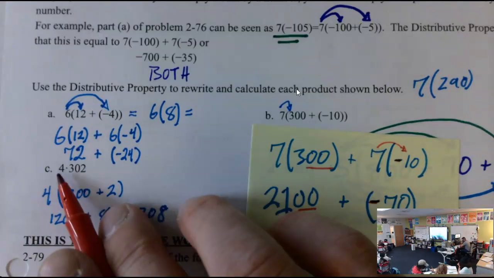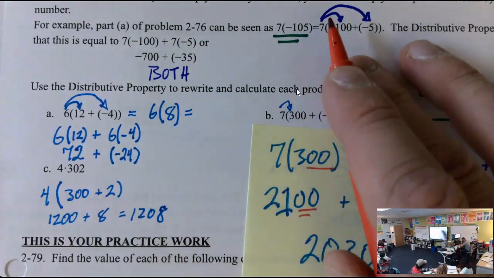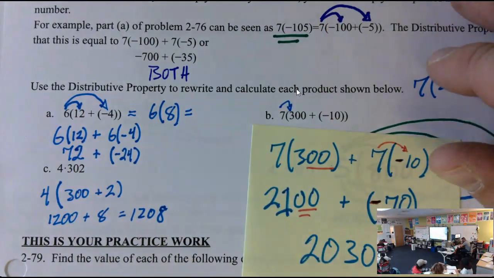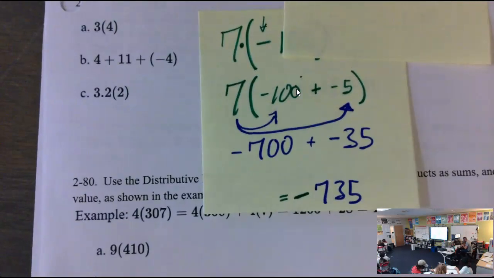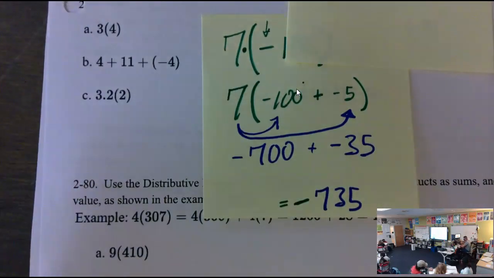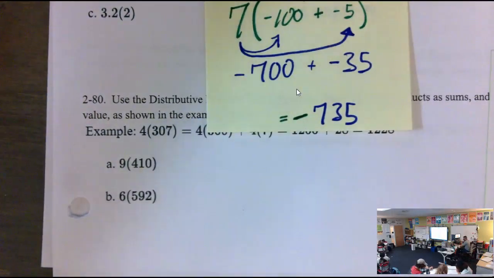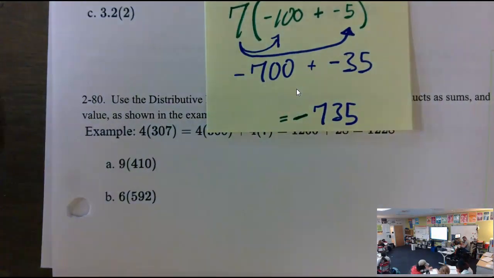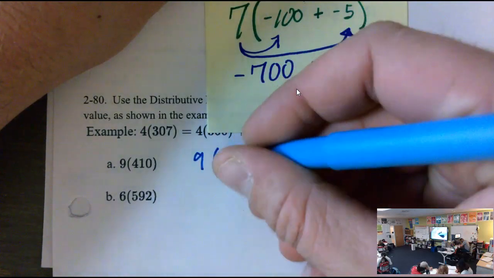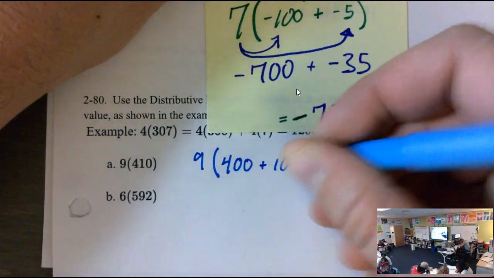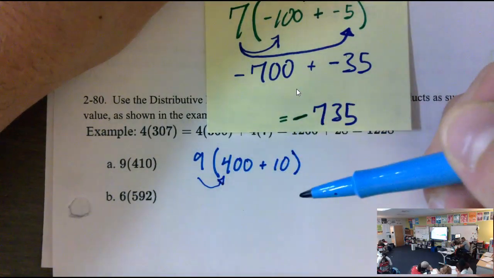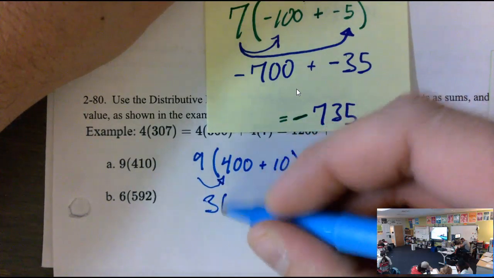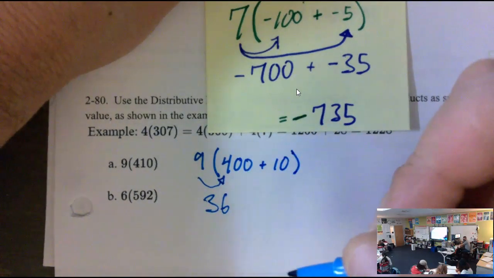Same sort of thing in C. I know this wasn't part of your homework, but number 80, we can go over that one too. So in 80, how would we break 410? Yeah, 400 and then 10. What is 9 times 4? 36.